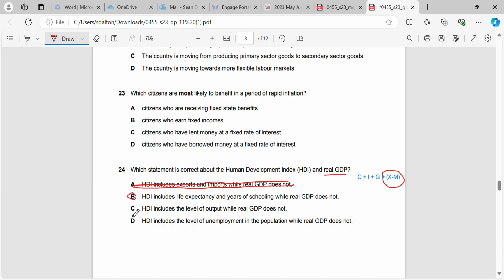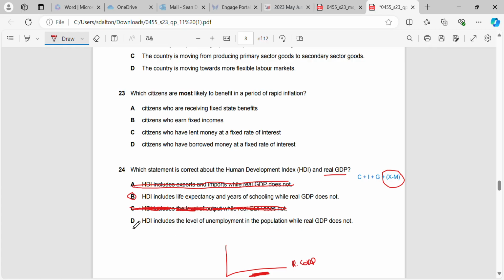C, HDI includes the level of output while real GDP does not. Again, that's not true. Anytime we put real GDP on our aggregate demand or aggregate supply graph, looks approximately like this. Real GDP is output. That's what it measures. And that's shown by either an increase or a decrease moving to the left or the right on the horizontal axis.